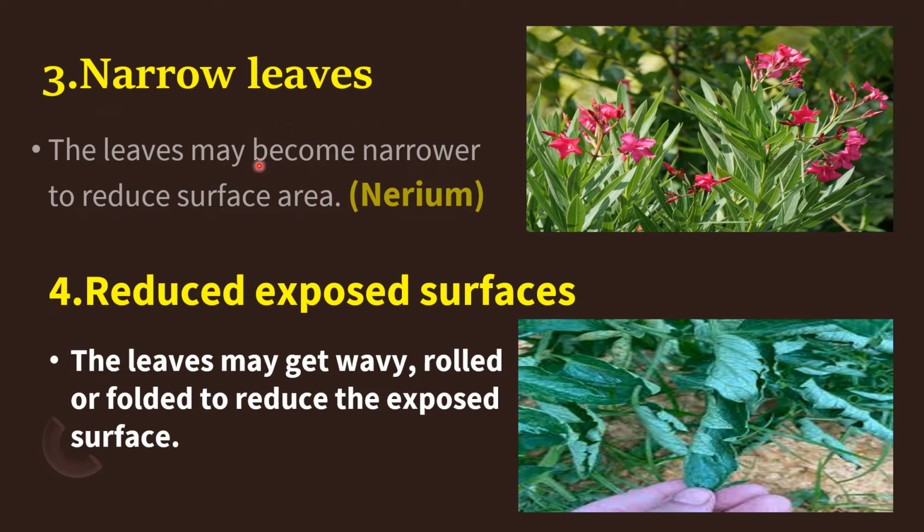Narrow leaves. The leaves may become narrower to reduce surface area. Example, nerium. Here you can see a nerium plant. If you observe the leaves of this nerium, the leaves are very narrow. The next adaptation is reduced exposed surfaces. The leaves may get wavy, rolled or folded. Here you can see this to reduce the exposed surfaces. This is also another adaptation to reduce transpiration.